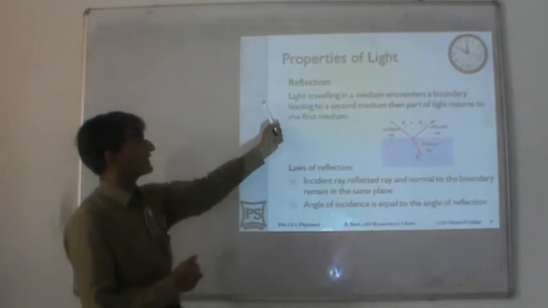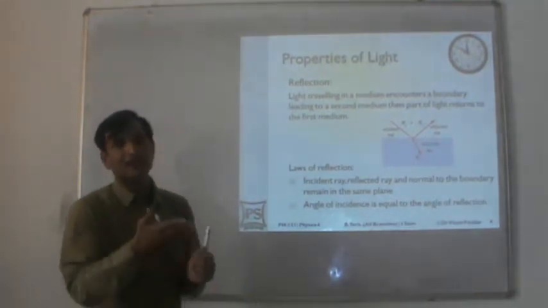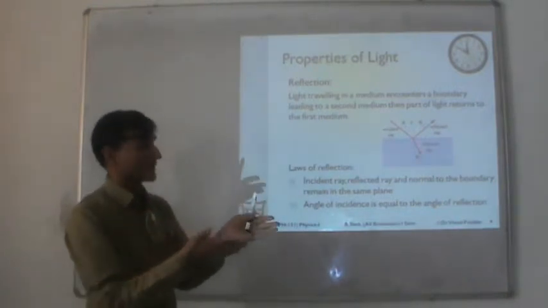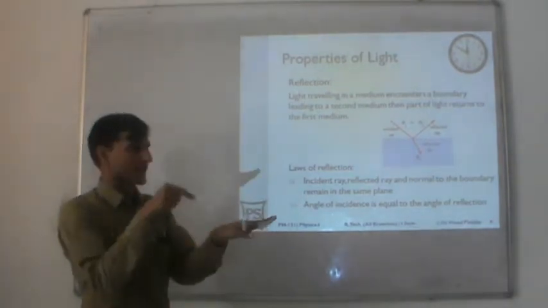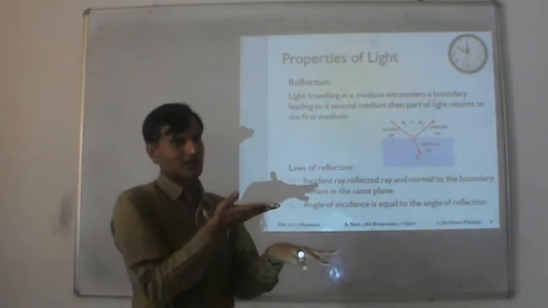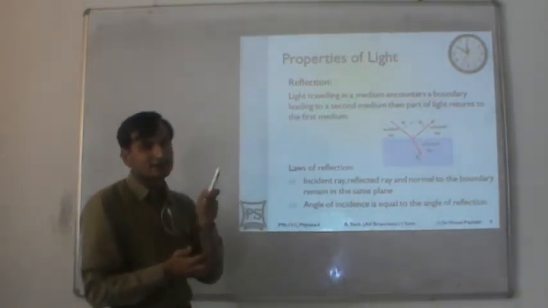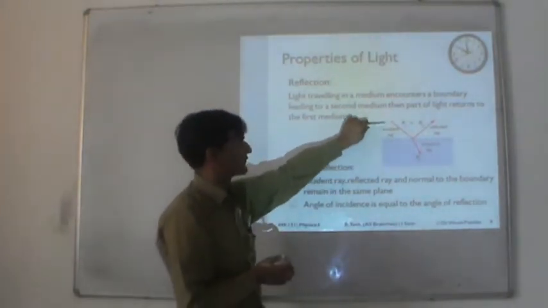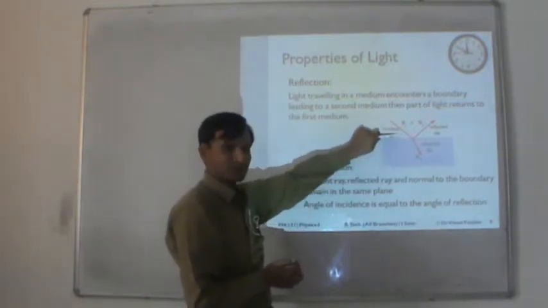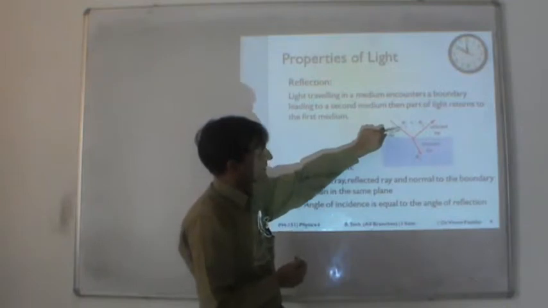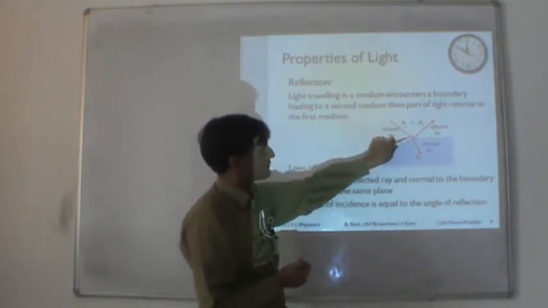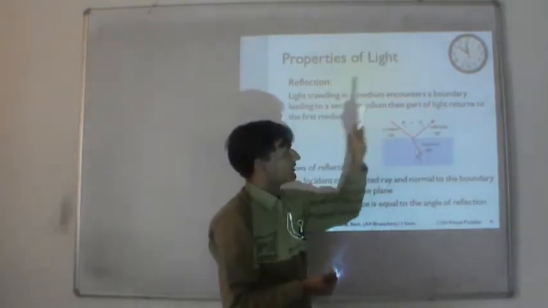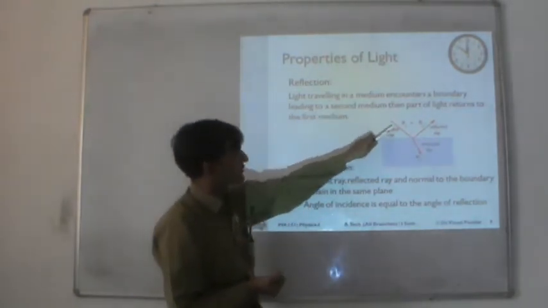Now, reflection is when light traveling in a medium encounters a boundary leading to a second medium. In a different way, if you have a boundary between two media and light is incident on that boundary, then a certain portion of the light comes back to the first medium. Here in this picture you have a white region which is the first medium, and another region which is the second medium, and this is your incident light. Light is incident on this point on the surface, and some portion of the light goes back to the same medium, and this phenomenon is known as reflection of light.